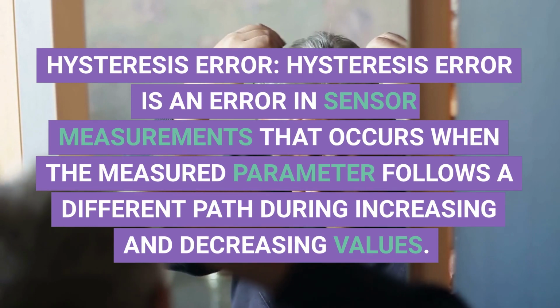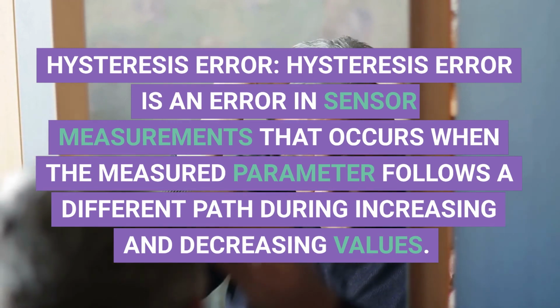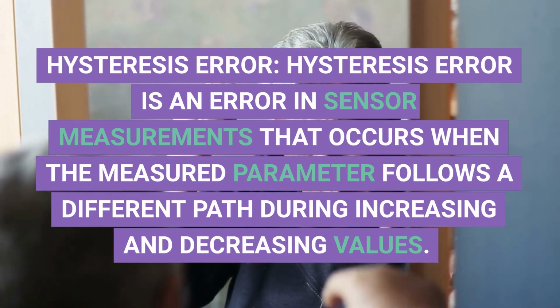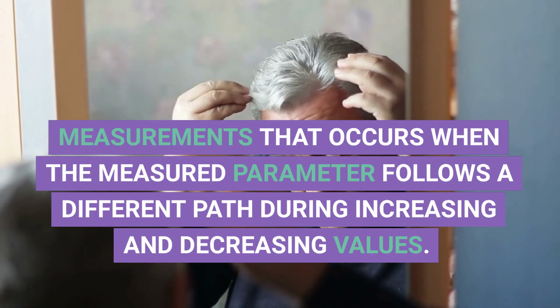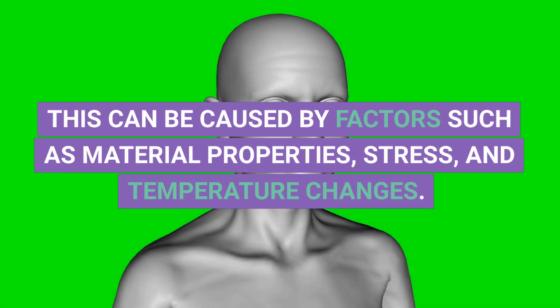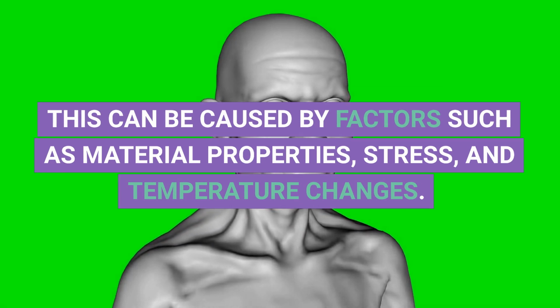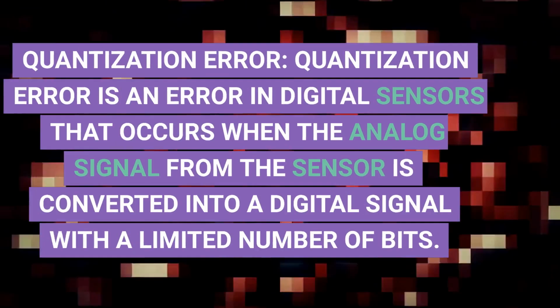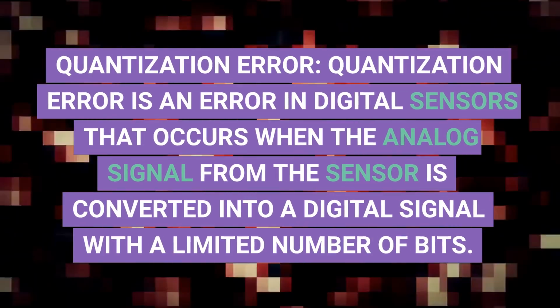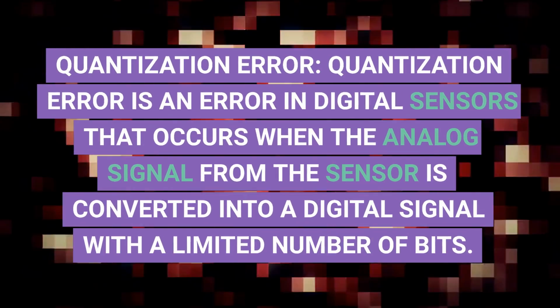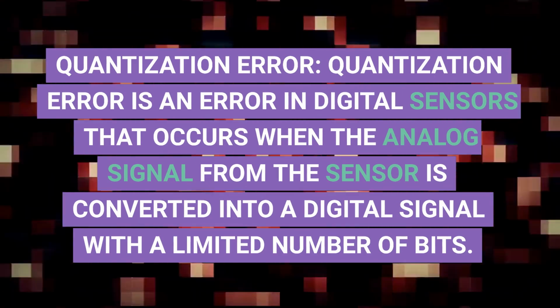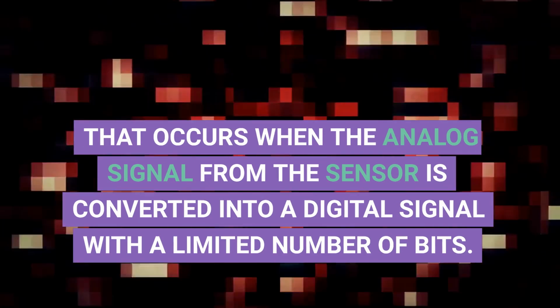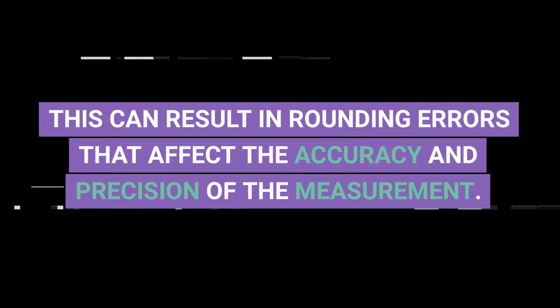Hysteresis error. Hysteresis error is an error in sensor measurements that occurs when the measured parameter follows a different path during increasing and decreasing values. This can be caused by factors such as material properties, stress, and temperature changes. Quantization error. Quantization error is an error in digital sensors that occurs when the analog signal from the sensor is converted into a digital signal with a limited number of bits. This can result in rounding errors that affect the accuracy and precision of the measurement.